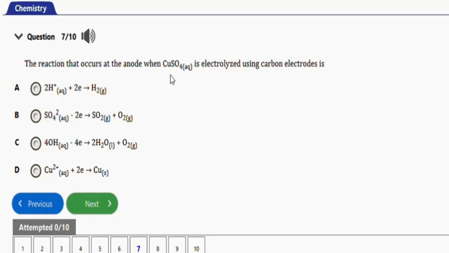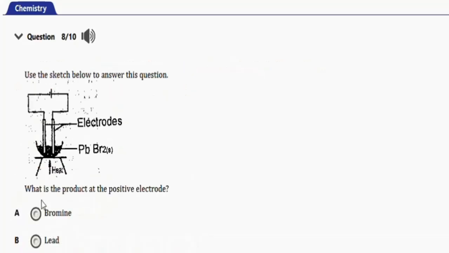Alright, so remember this copper 2 tetraoxosulfate 6 is an aqueous solution. Because of the presence of water, the hydroxyl ions will migrate to the anode. So when it gets to the anode, the reaction now will be that the hydroxyl ions lose 4 electrons to form water and oxygen gas. So that's it for this question, option C. Next repeated question will be this one.